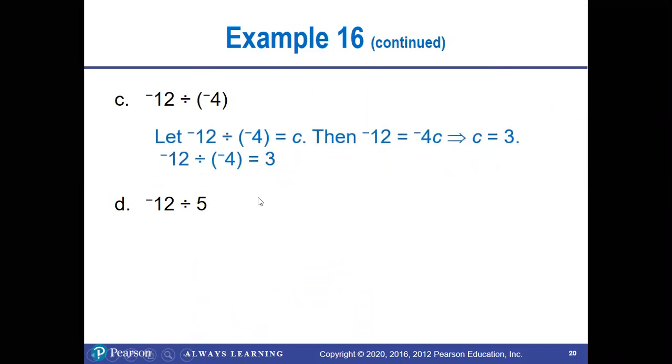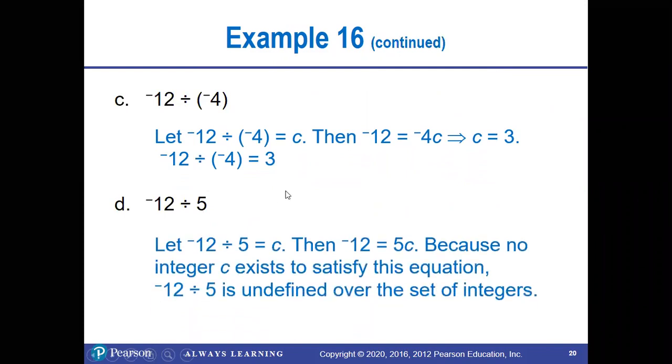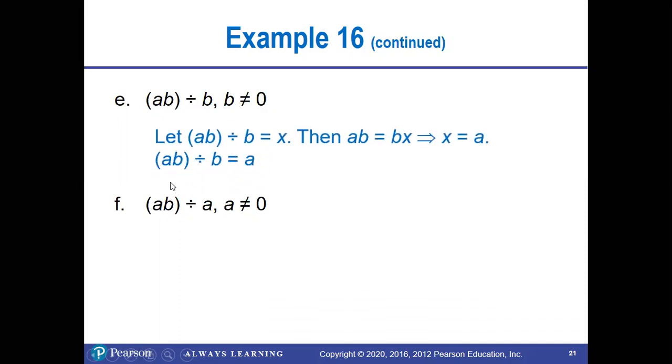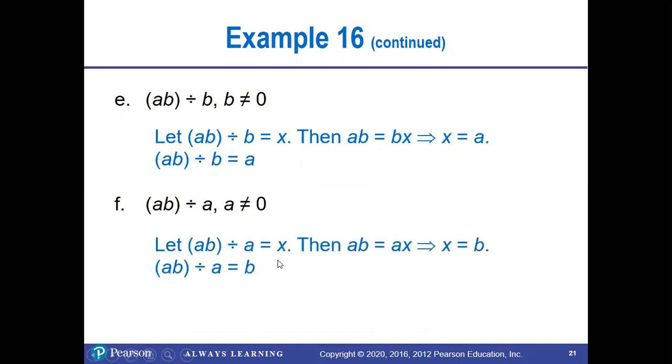And then -12 divided by 5. So I don't get an integer because 5 does not go in evenly, so it is not defined in the set of integers. You would get a remainder, but we're only talking about integers, so this would not be possible. AB divided by B, as long as B is not 0, is going to be A. AB divided by A, take out the A, should be just B.